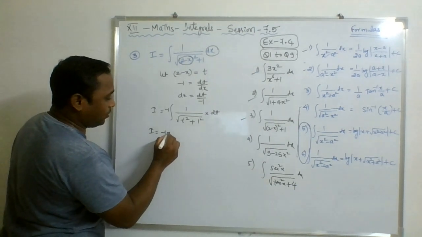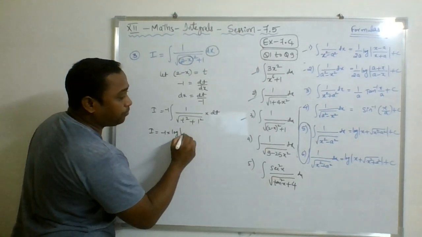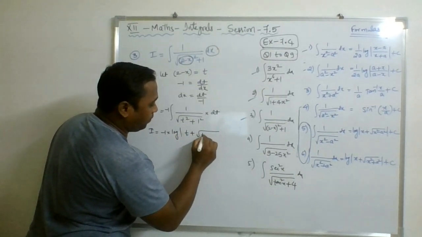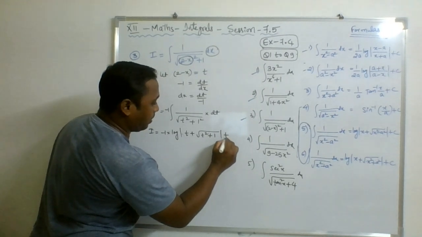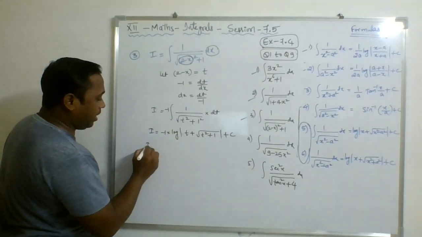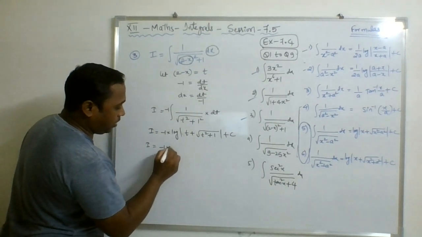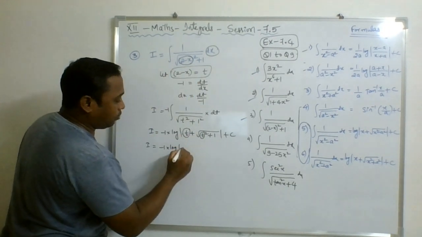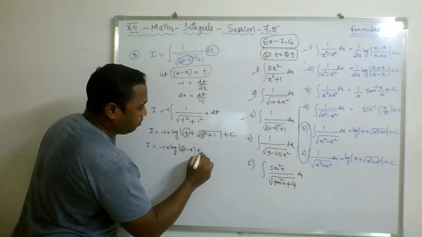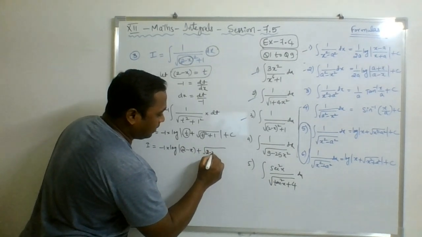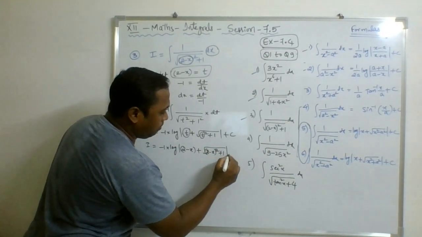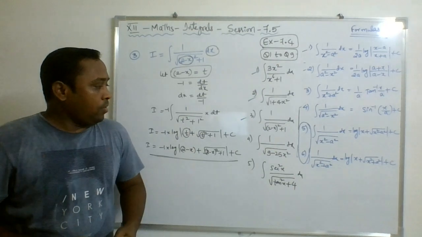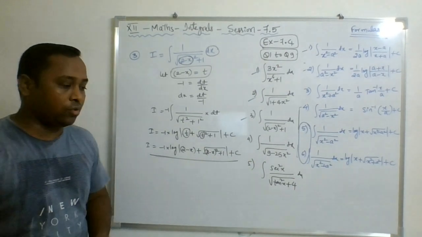I is equal to minus 1 into log of, x means here t, right? So t plus under root of t square plus a square, that is 1, plus c. And at the end, finally change the t. Minus 1 into log of t, which stands for 2 minus x. So write down that one: 2 minus x plus under root of (2 minus x) the whole square plus 1, plus c. That's all. Now we'll take again 4 and 5 to get the answers.